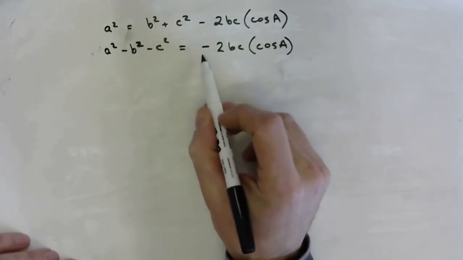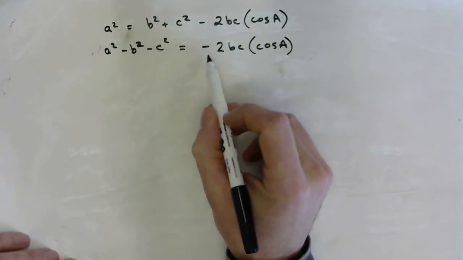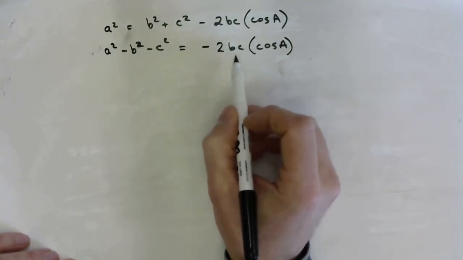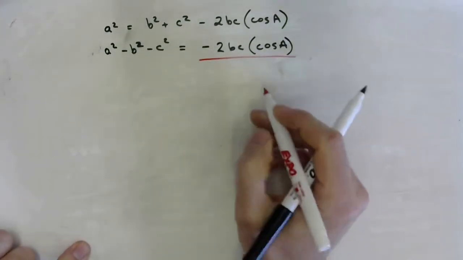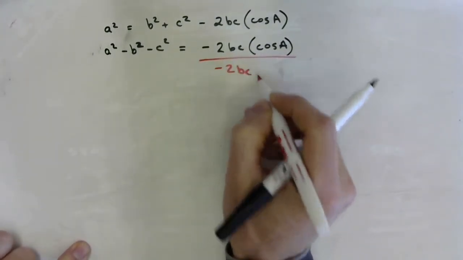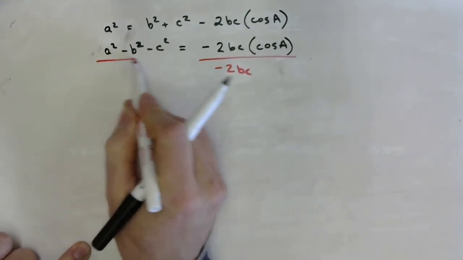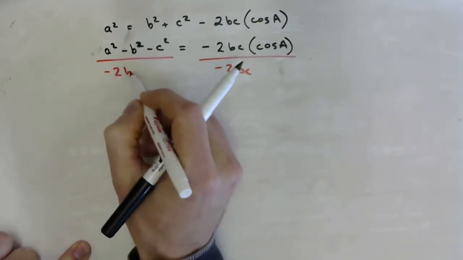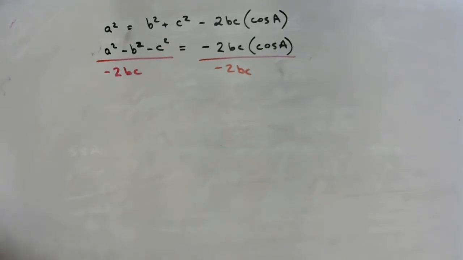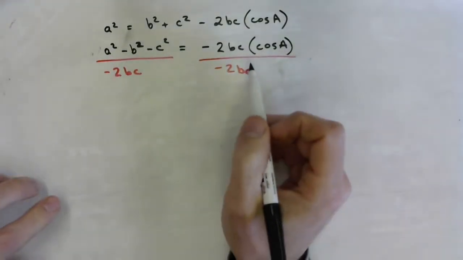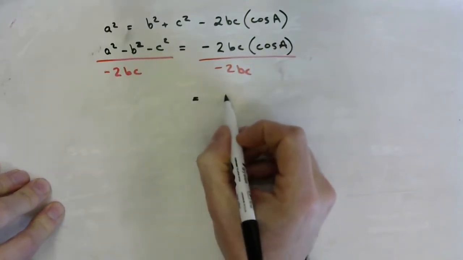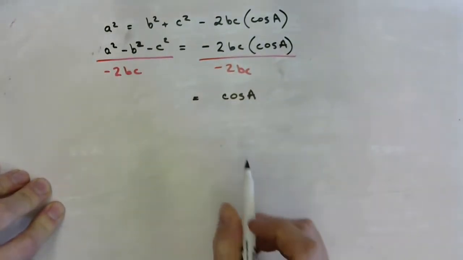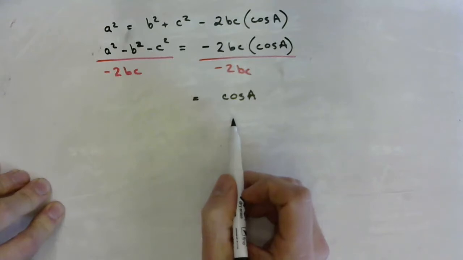So what I'm going to do over here is divide both sides by negative 2bc. I'll show this step. Over here, I'm going to divide by negative 2bc. On the right-hand side, it's just going to leave us with the cosine of A, which I can't separate any further.